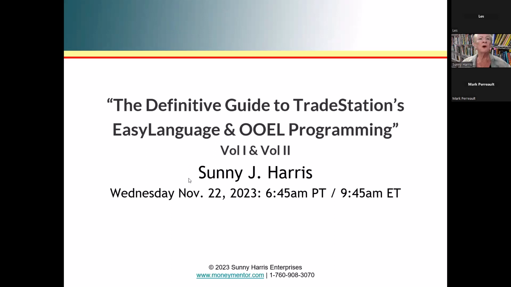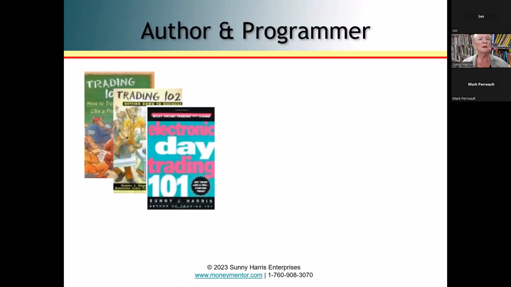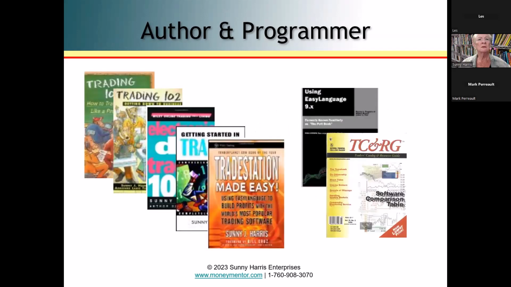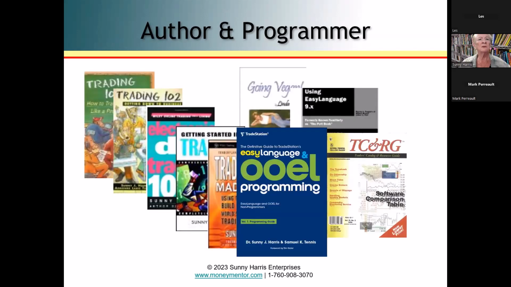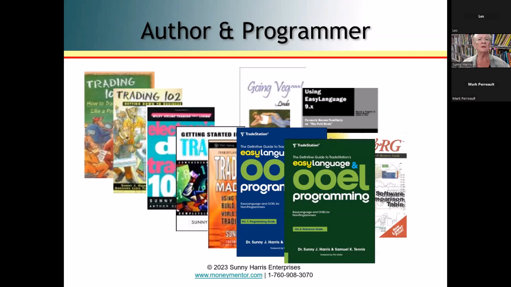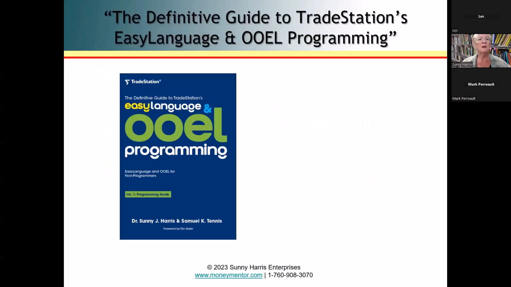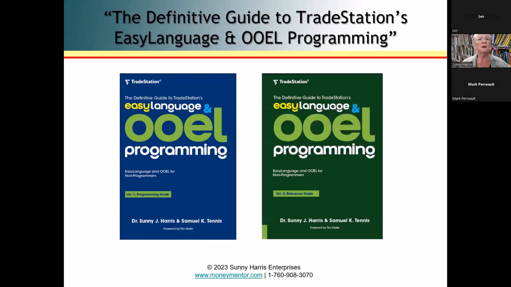The books are both called The Definitive Guide to TradeStation's Easy Language and OOEL Programming. There are two volumes to support that big title, Volume 1 and Volume 2. Volume 1 is the Programmer's Guide, and Volume 2 is the Reference Guide, and they are meant to be used together. I've written other books, did a magazine for a while. There's the OOEL cover and this Volume 2. So we're going to look at Volume 1 first, and then Volume 2.